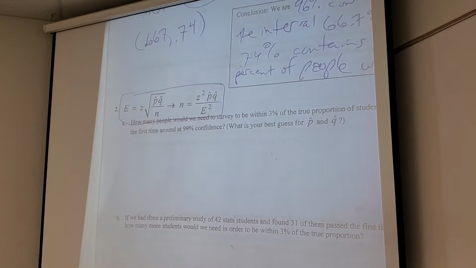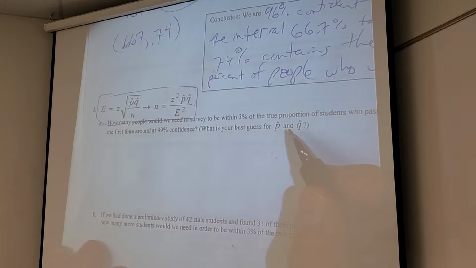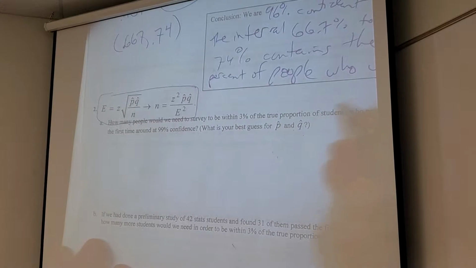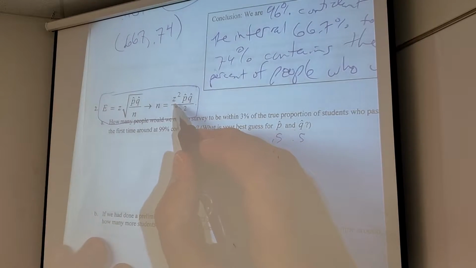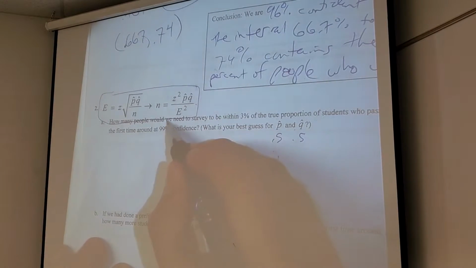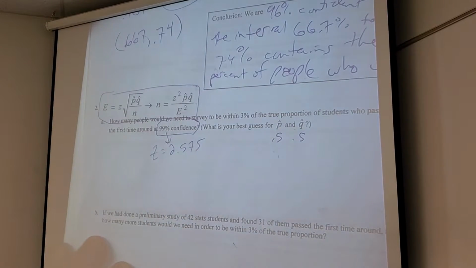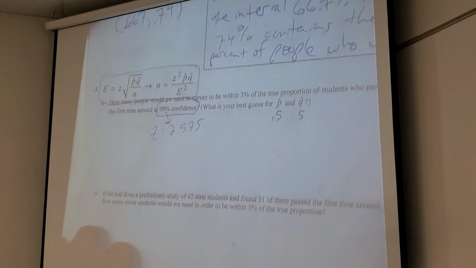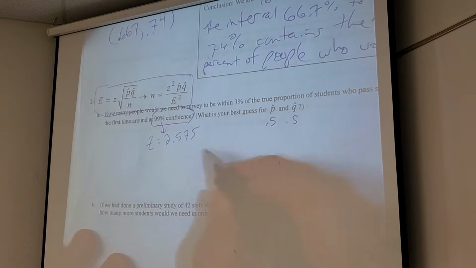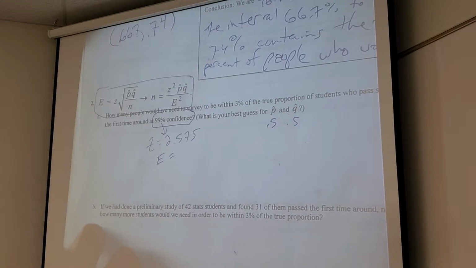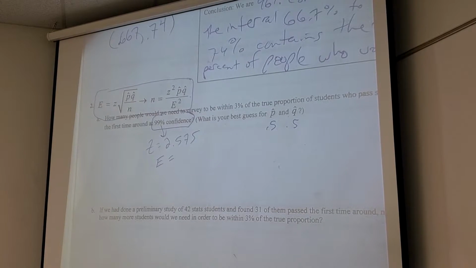Right? So what do I tell you that's going to help you fill this stuff in? Well, I don't tell you what P and Q are, but of course, when you don't know, your best guess is 50-50. How do I get Z? Yes, 99%. We just did one like that. That was 2.575. And then what's E going to be? What do I want to be within? How much? What percentage? 3%, which is 0.03.